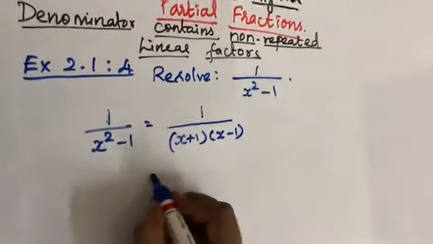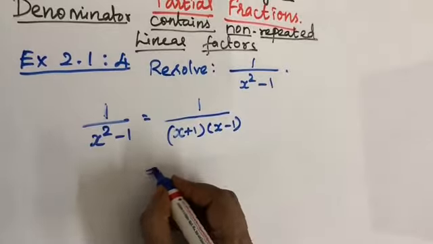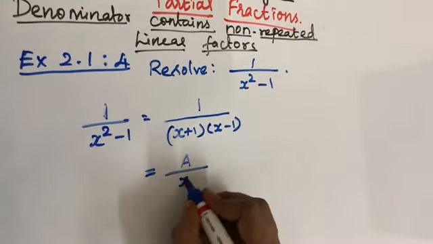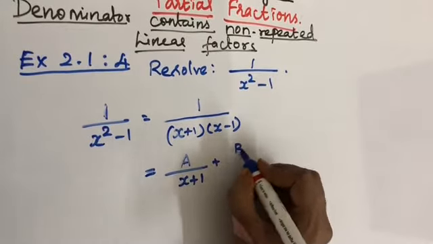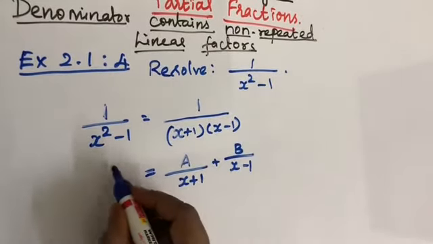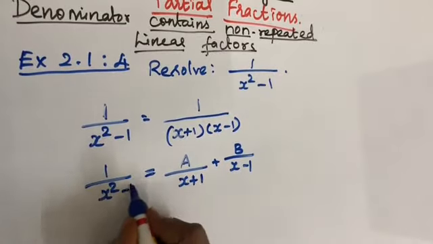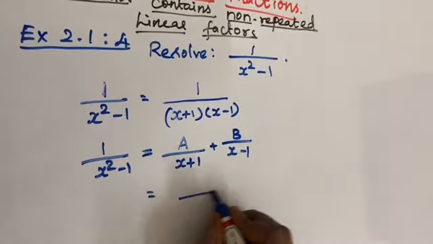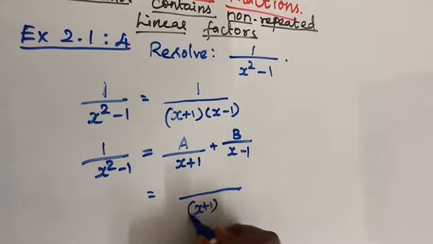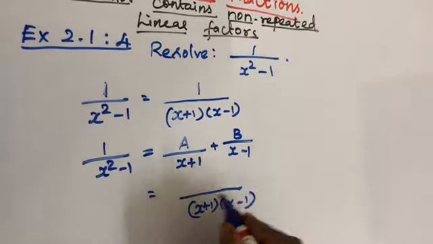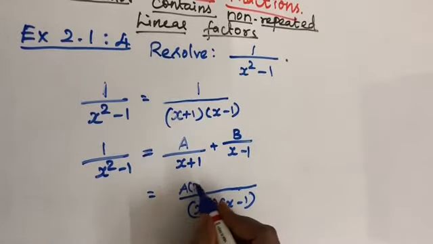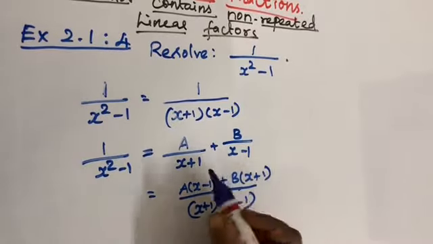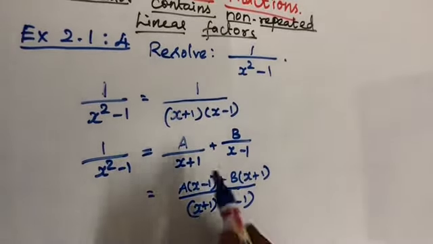Now, I am going to split this into 2, according to the denominators. So A divided by x plus 1 plus B divided by x minus 1. Here 1 divided by x square minus 1. What is the next step? We have to take the LCM, x plus 1 into x minus 1. So the numerator is A into x minus 1 plus B into x plus 1. We have to multiply with the other factor.